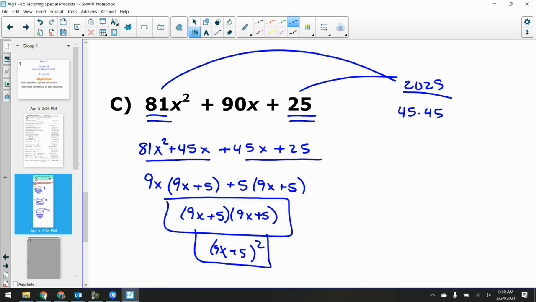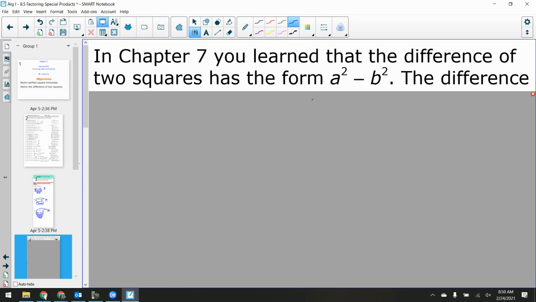So again, those are what are called perfect square trinomials. There are 3 terms that have a perfect square at the front, a perfect square at the end, and when you factor it, it comes out to be the exact same thing twice over. So those were 3 terms.